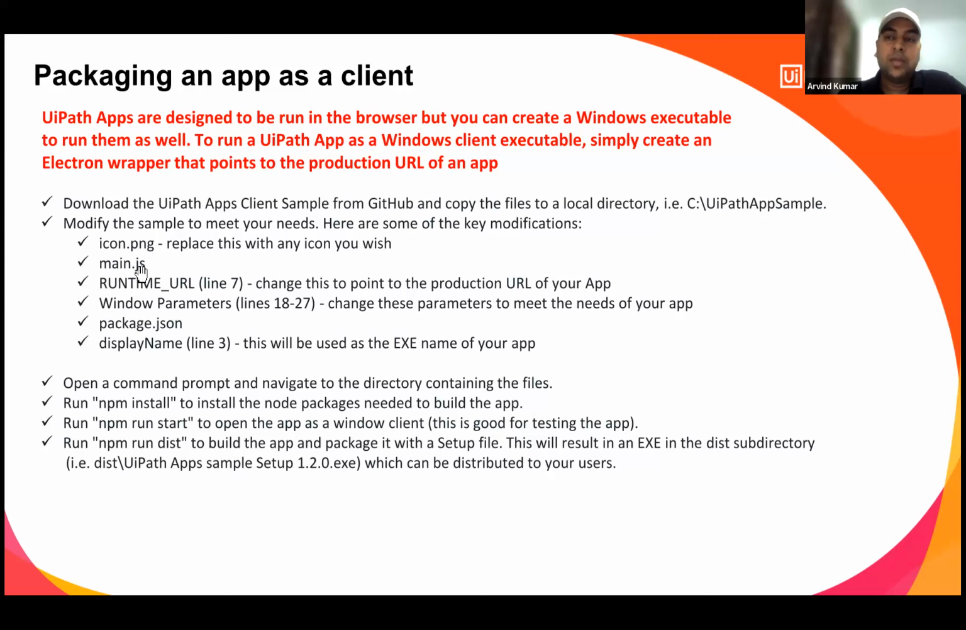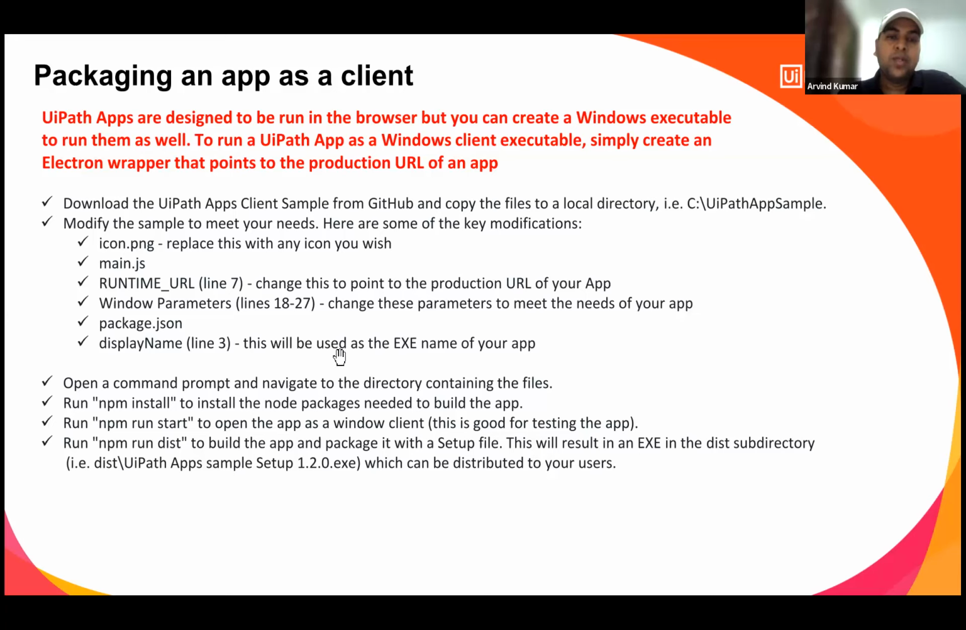And then we have the main JS file, and then we have a package JSON file. So what you can do is go into the JS file and change the application URL. Like if you have a different application, you can change the application URL. And then we have some window parameters. You can change the window parameters to whatever you exactly want. And similarly, we have the package JSON file. Package JSON is where you can define your application names or display names, anything you want to define.